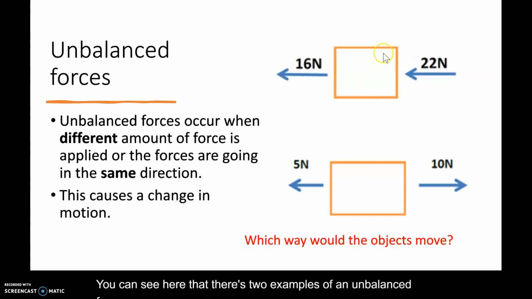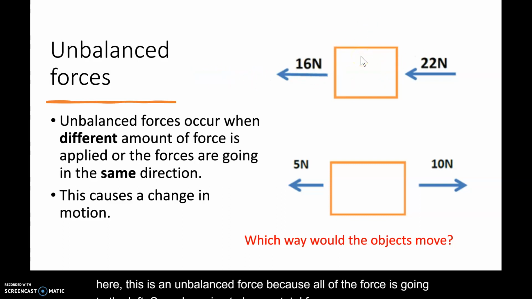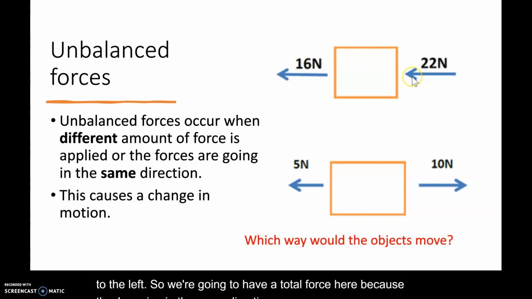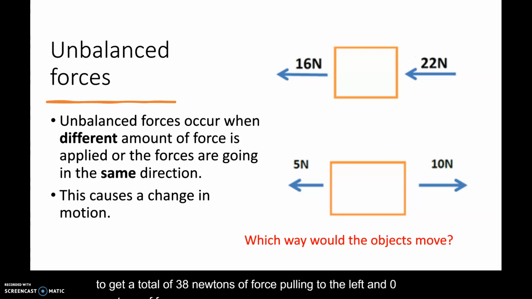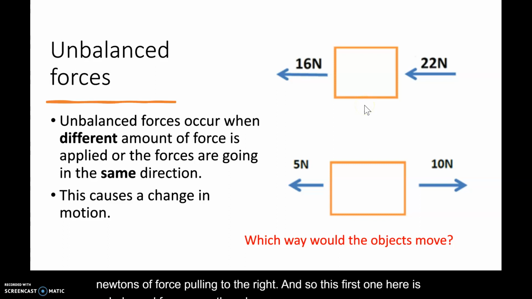Up top here we have two forces. Both of them are pulling the same direction. Right? And because they're pulling the same direction, we're going to add these guys up. And as you can see here, this is an unbalanced force because all of the force is going to the left. So we're going to have a total force here because they're going in the same direction. We're going to add 16 and 22 to get a total of 38 newtons of force pulling to the left and 0 newtons of force pulling to the right. And so this first one here is an unbalanced force, even though the forces are going in the same direction.